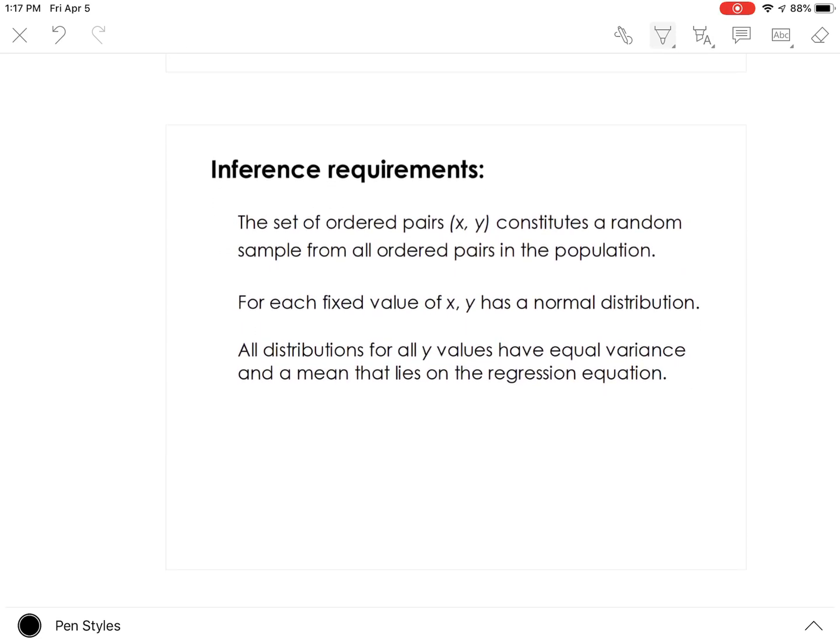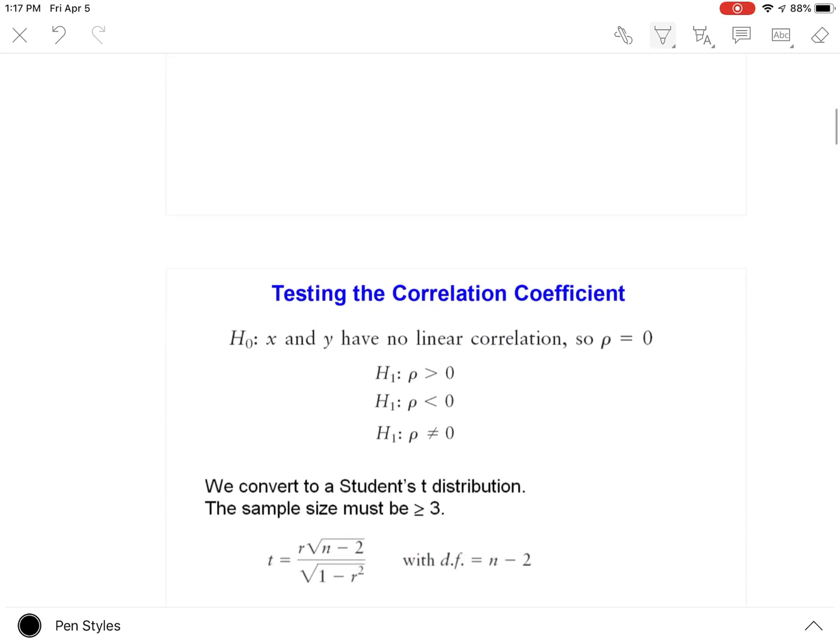So, some inferences: the sets of ordered pairs x and y constitute a random sample from all ordered pairs in the population. In other words, we're grabbing ordered pairs from this particular population for which the fixed values of x and y follow the normal curve. That's kind of a big one, because if we know they follow the normal curve, we can use z-scores and whatnot to find the areas and probabilities of things happening. So all distributions for all y values have equal variance and a mean that lies on a regression equation.